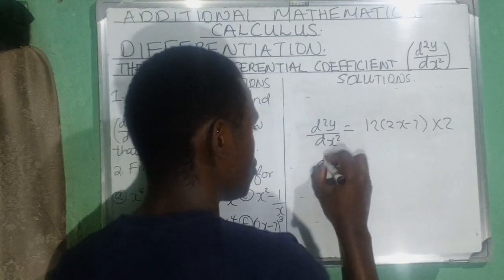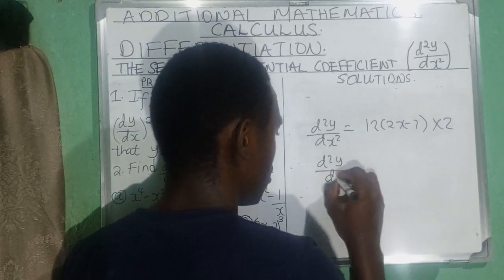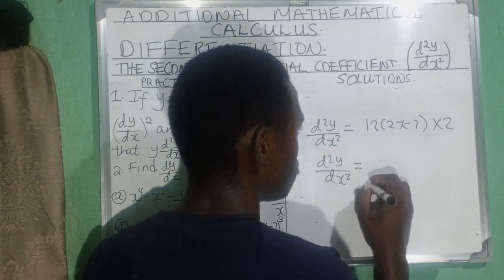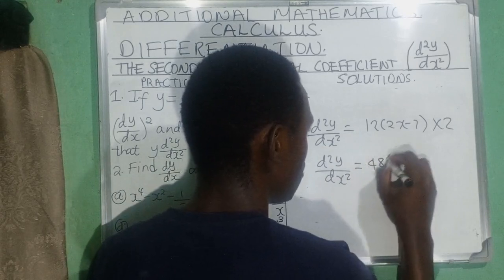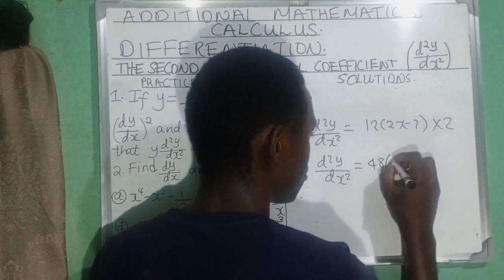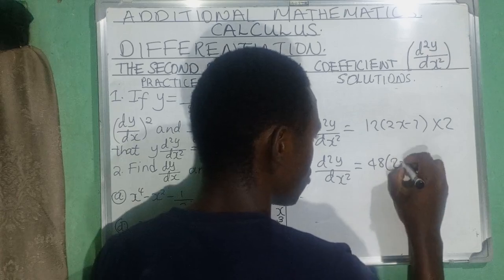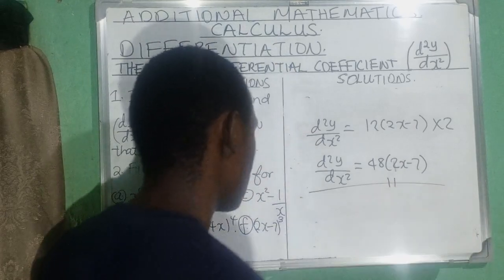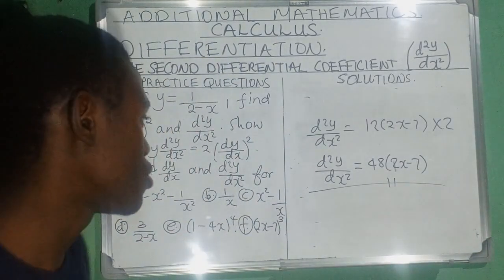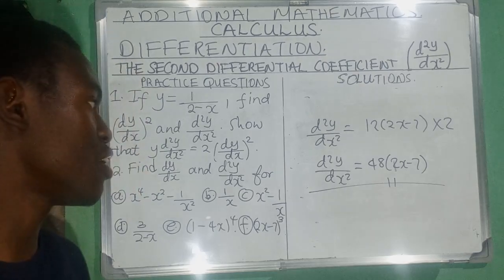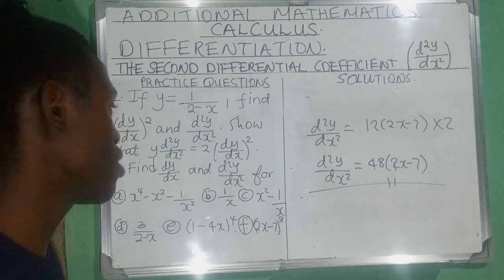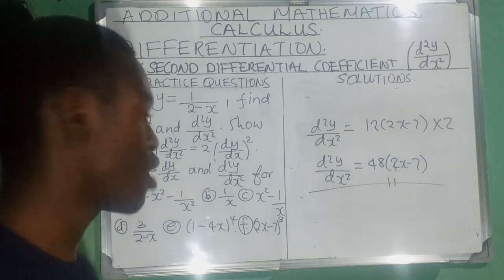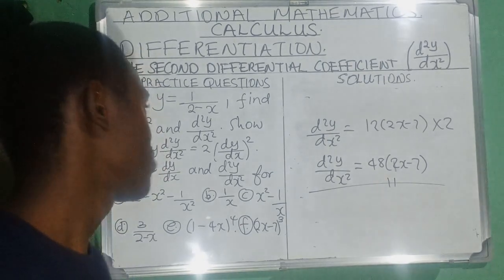So your d2y dx2 is therefore going to be equal to 24 multiplied by 2x minus 7. That's the final answer. So your 24 multiplied by your 2x minus 7 will be your final answer for the d2y dx2.